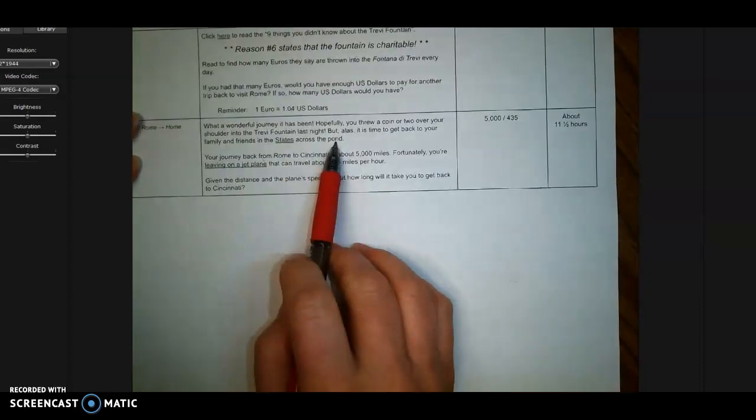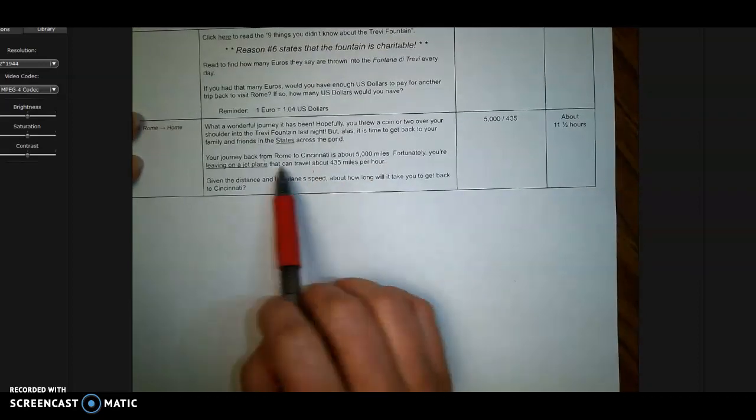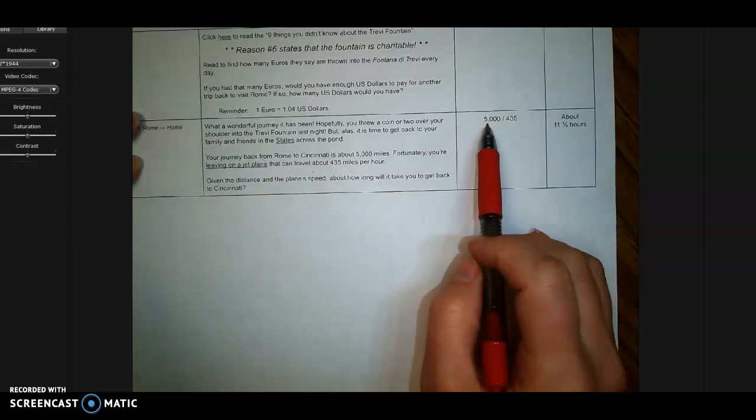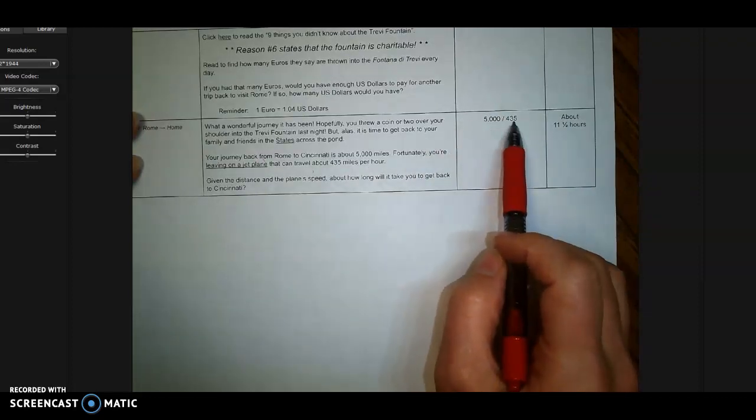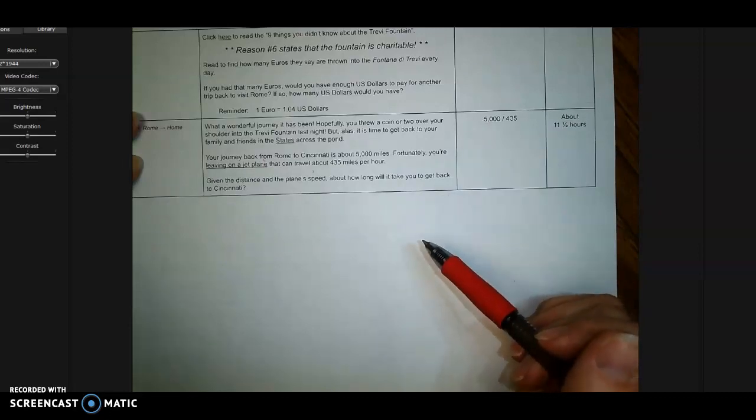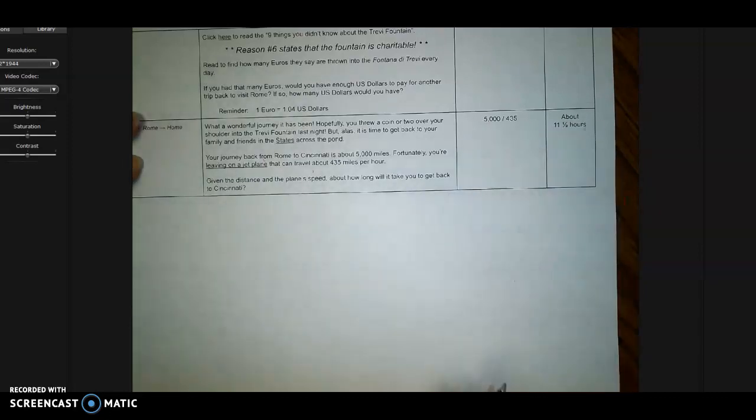Last question says you're traveling home. It's about 5,000 miles. You leave on a jet plane that can travel 435 miles per hour. So when I divide the 5,000 miles by going 435 miles per hour, it's going to take 11.5 hours to get back to Cincinnati.